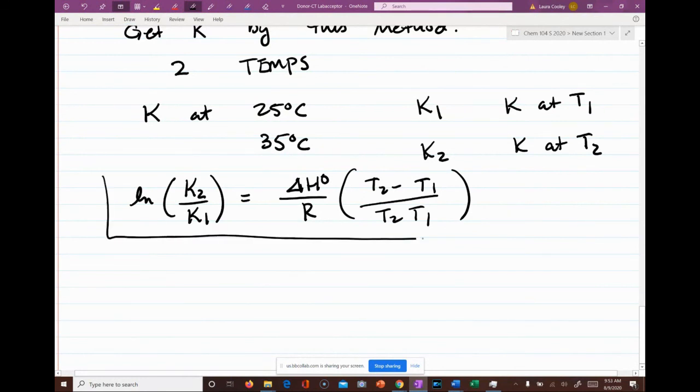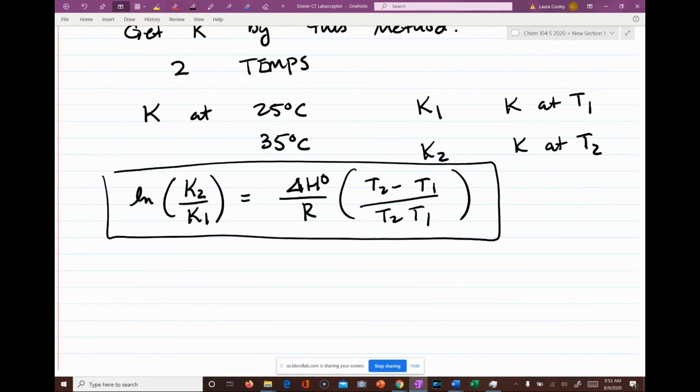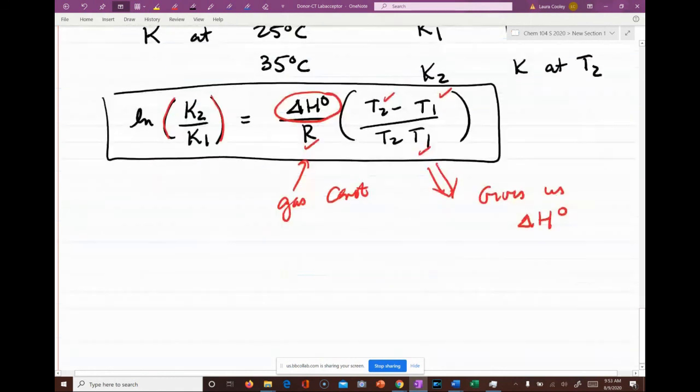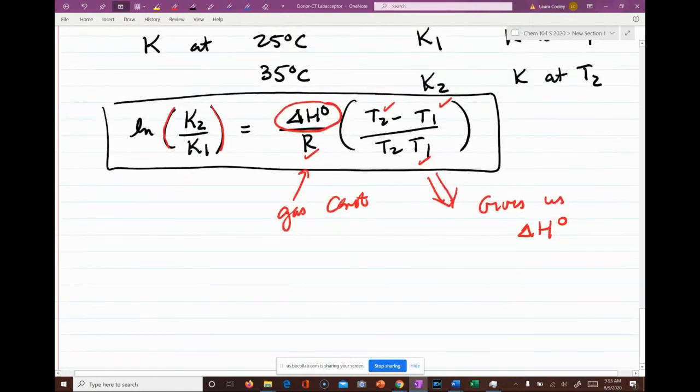So this is an equation. And basically, it tells us that if we have the log of this equilibrium constant ratio at 2 different temperatures, and of course, we'll know what all these temperatures are, and we'll know the gas constant, we'll be able to solve. So this gives us delta H for the reaction, the standard enthalpy change for the reaction.